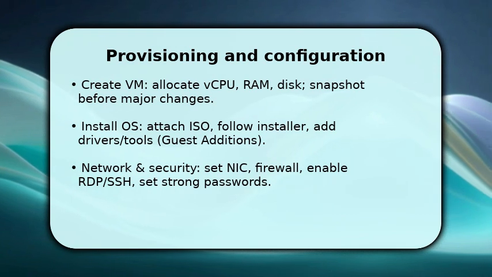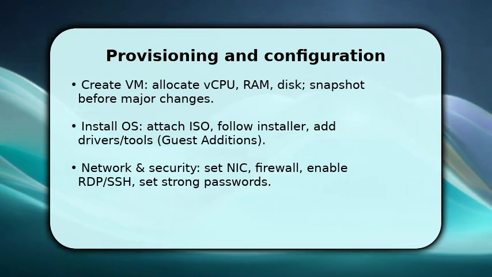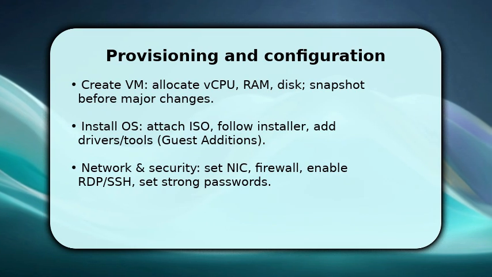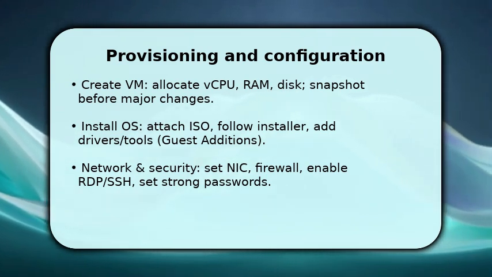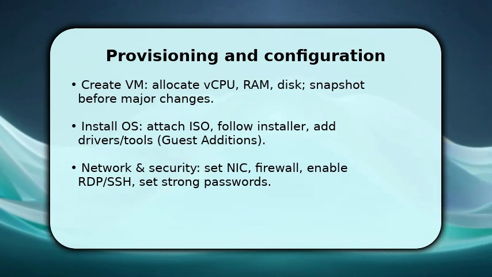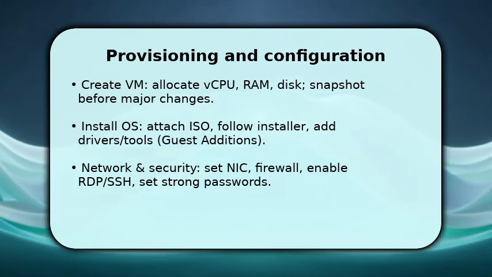Configure networking. Choose NAT or bridged mode, set firewall rules, and enable RDP or SSH access. Once done, create an admin user and lock down ports. These steps ensure the desktop is usable and secure.